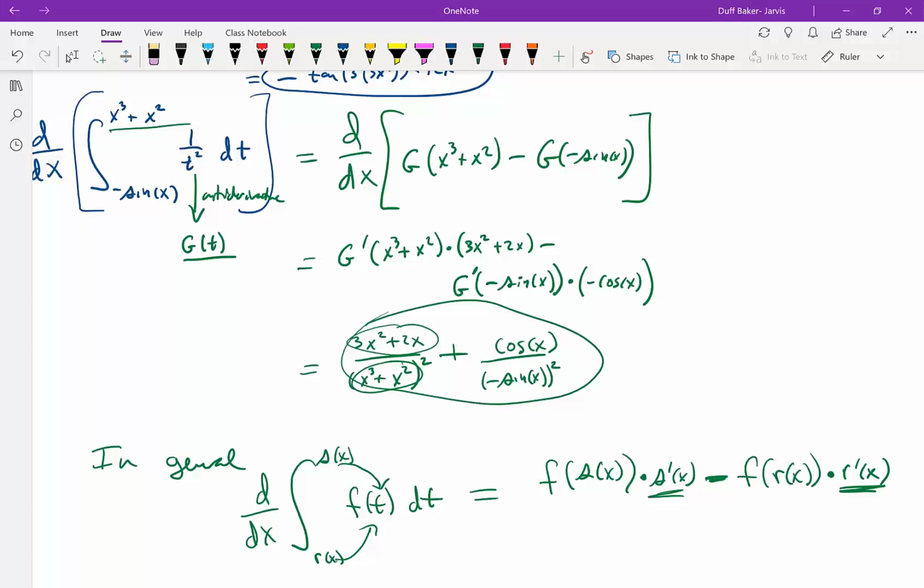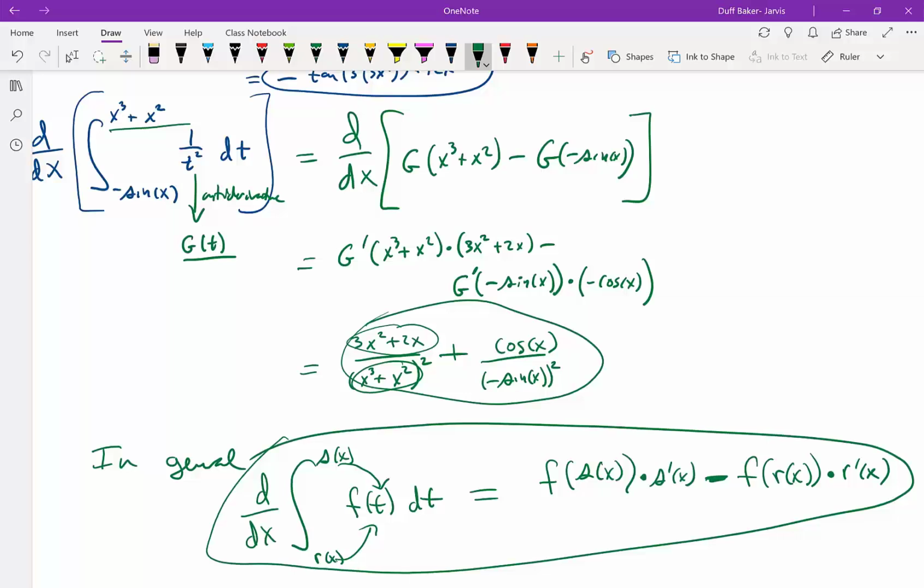Okay. So this is the most general formula, though I tend to just remember it this way up here. Okay, any questions about this so far?